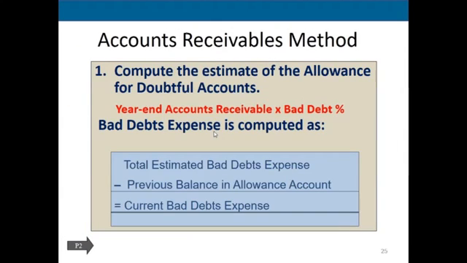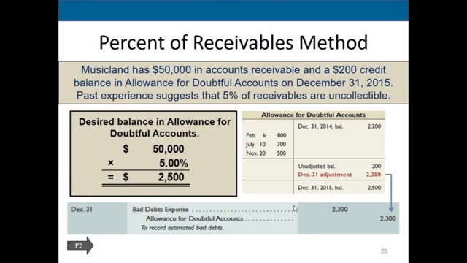All right. The accounts receivable method, though, this is the other one that becomes quite self-adjusting. We compute the estimate of the allowance for doubtful accounts by taking our year-end accounts receivable and multiplying it by some bad debt percentage. However, we're going to take that total estimated bad debt expense, what we calculated here, minus whatever our previous balance in the allowance account was, and that's what's going to give us a current bad debt expense. This is the one that makes the account self-adjusting. You probably need to see it to understand it. I could say it all day long and you'd probably never get it.